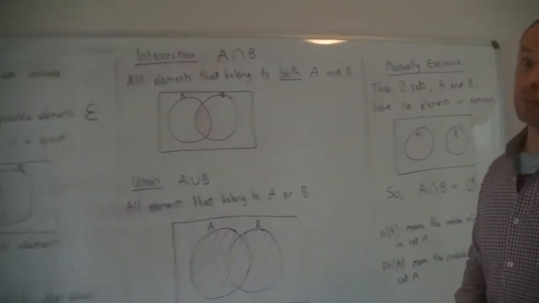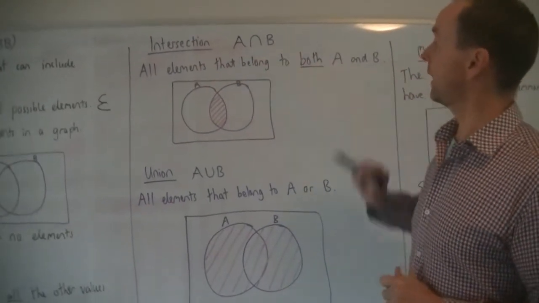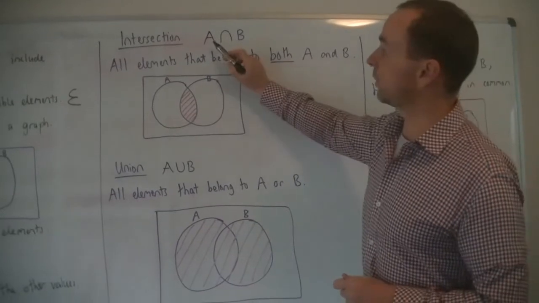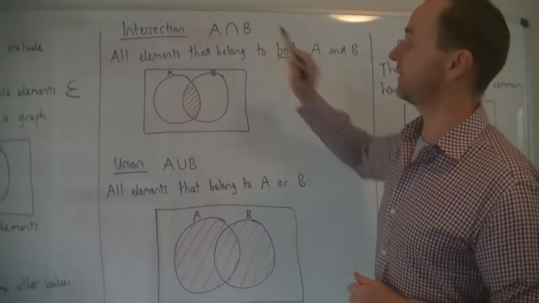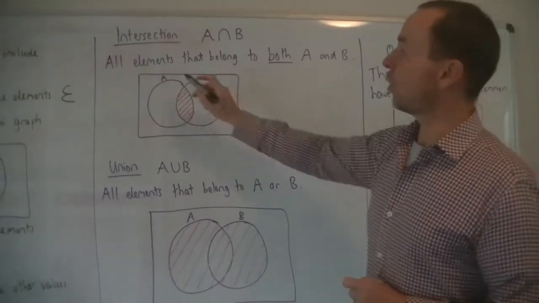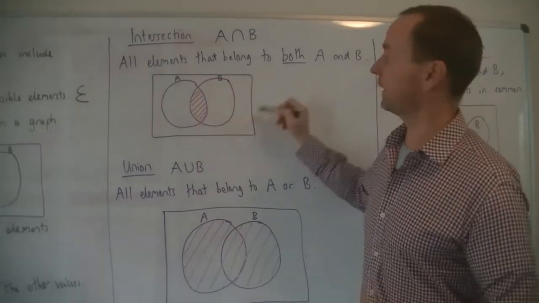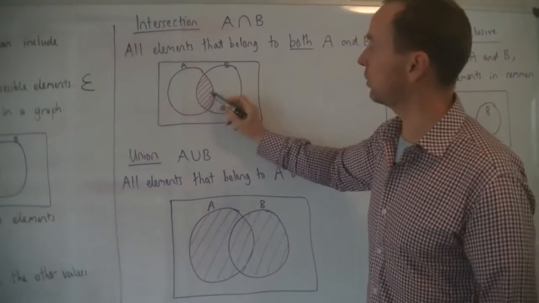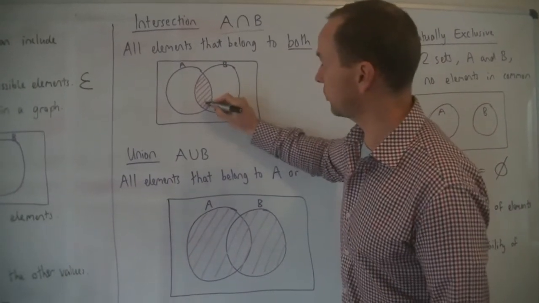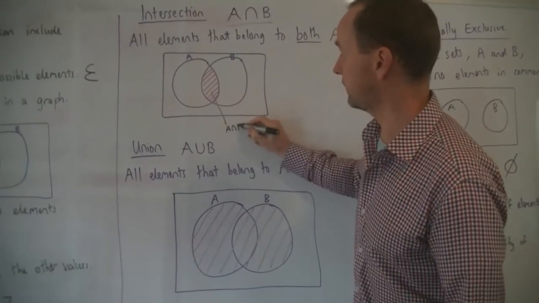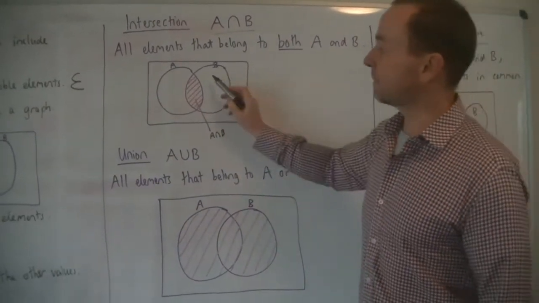Now these are extremely important for the next few lessons. The intersection of two sets. So we've got set A, that symbol there means the intersection, and it's the intersection of set B. All elements that belong to both A and B. So if you have a look at our Venn diagram, this section in the middle is the intersection, A intersection B. So this section here is A intersection B. So it's the elements that are in both sets.